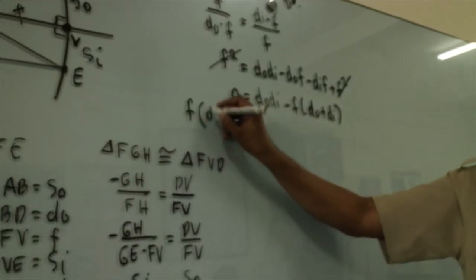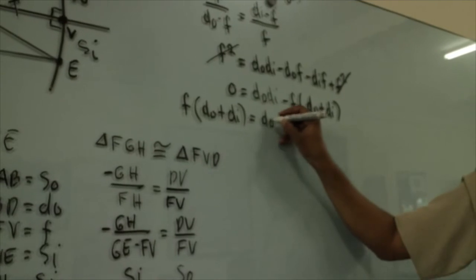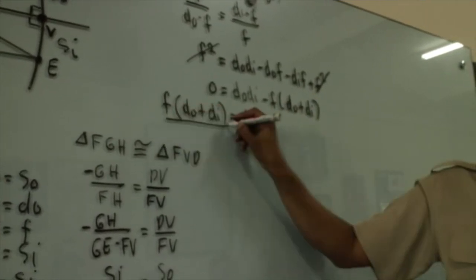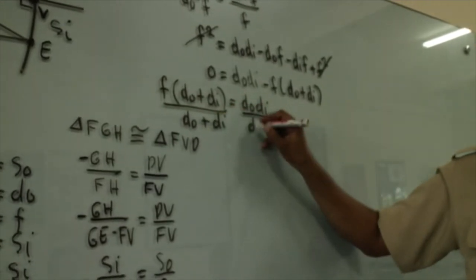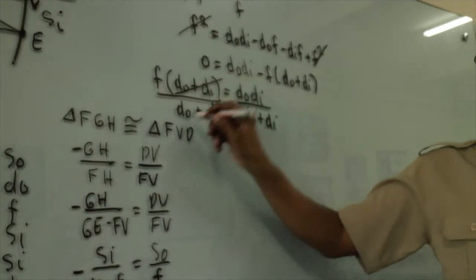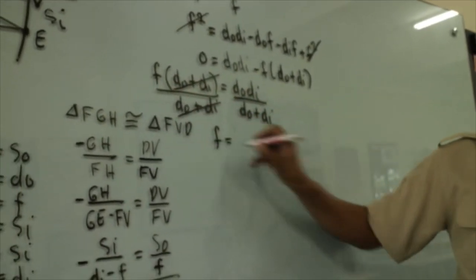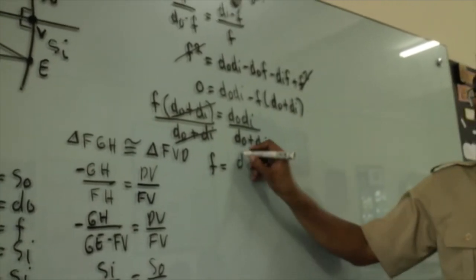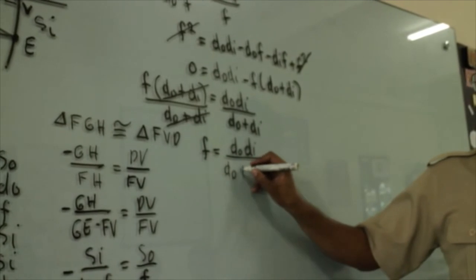F times DO plus DI equals DODI. Then divide both sides by DO plus DI, so that we can cancel the quantity DO plus DI. What will be left on this side of the equation? F is equal to DODI over DO plus DI.